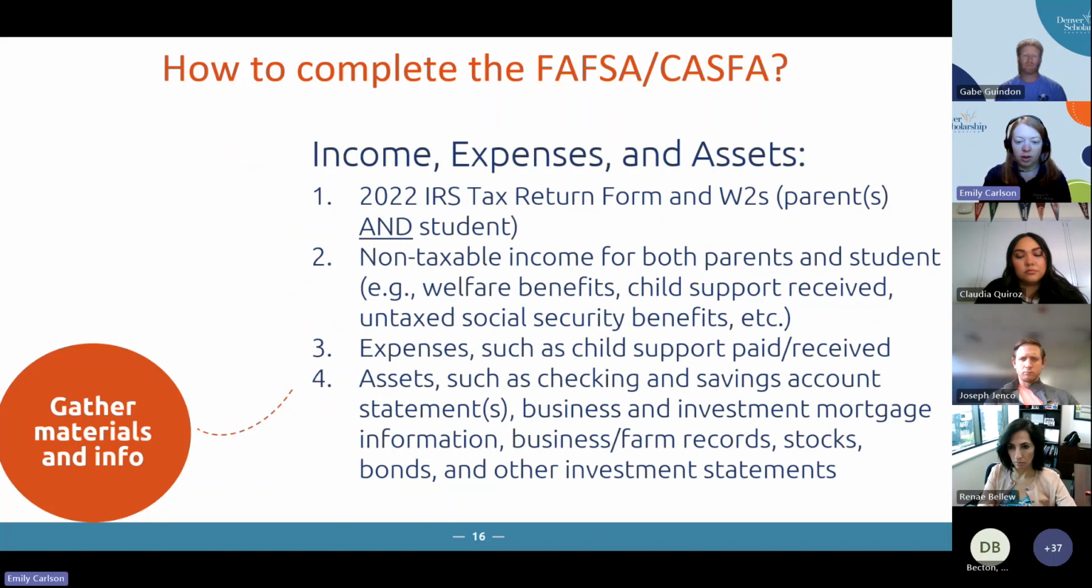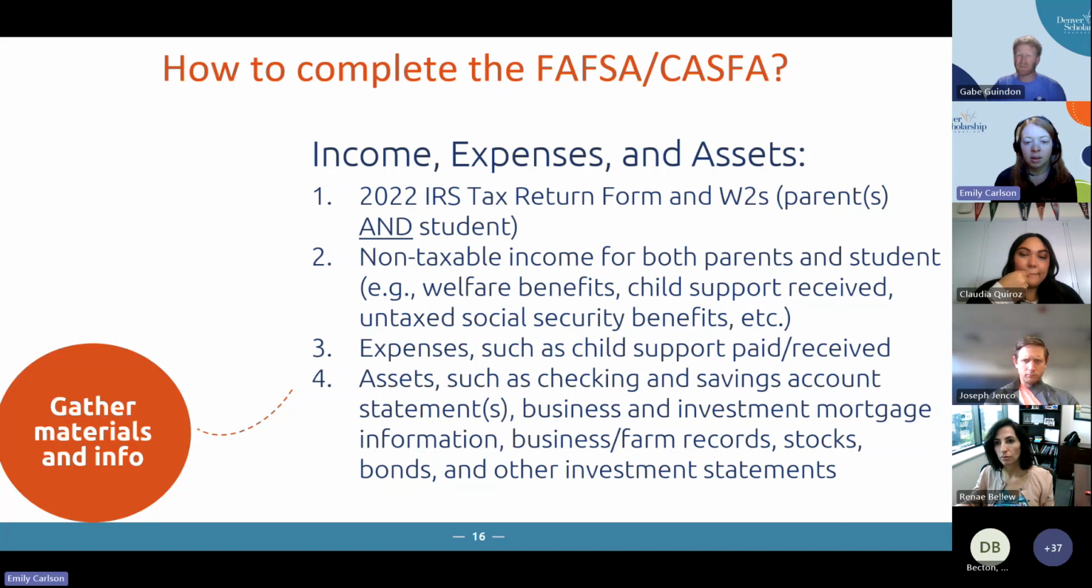So once you have your login information for the FAFSA or CASFA, it's a matter of actually completing the application, and that is largely what you all will be helping us with this year: getting the students to complete those applications. Examples of what they'll need are their 2022 IRS tax returns and their W-2s for the parents and students. Essentially we just need the tax information from the previous year, which this year will be 2022, in order to complete the FAFSA. And we do need that for parents and students.